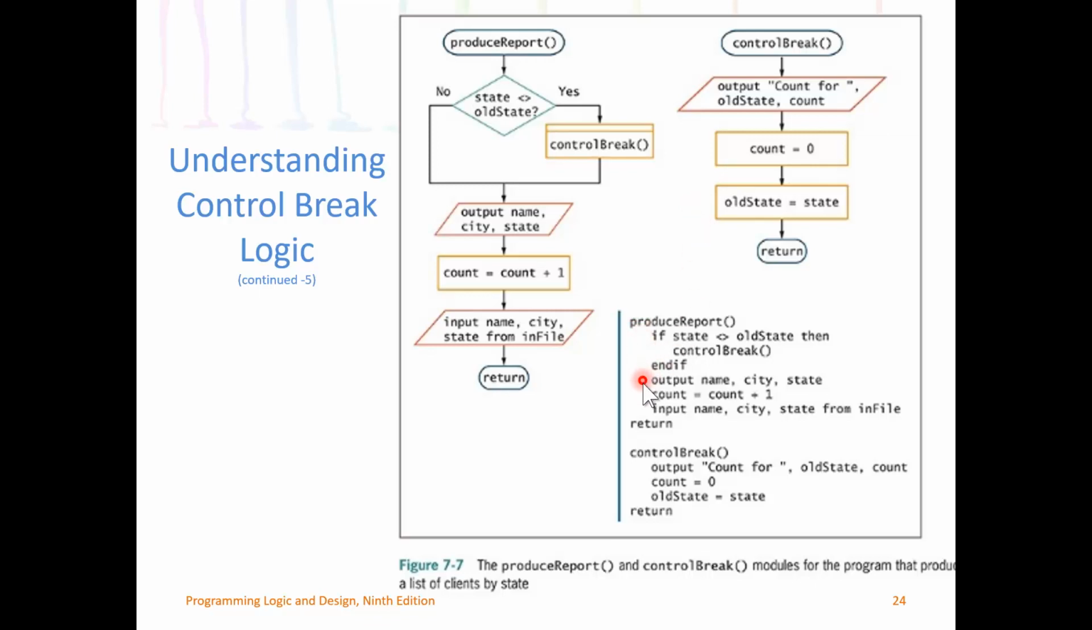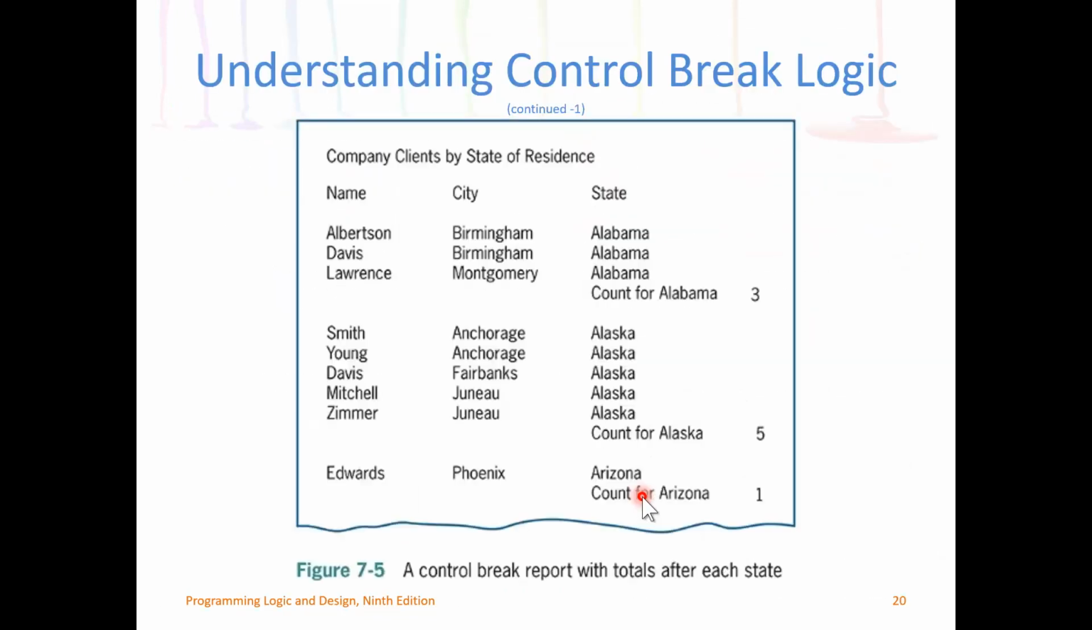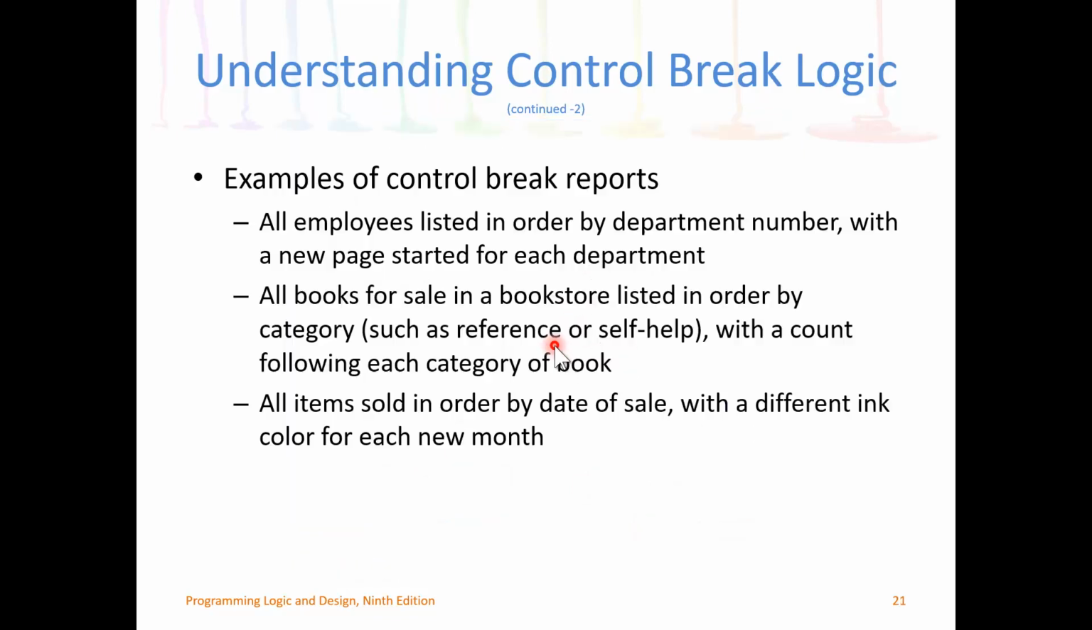So after we get past our control break right here, what do we do? We're going to output name, city, and state. We're going to add 1 to count, and then at the bottom of the loop, we're going to input the next record. And then it's going to go back to check for end of file. So control break does what? It prints out the count for the current state, sets the count back to 0, and sets old state to the new state. So we've just switched from Alabama to Alaska.